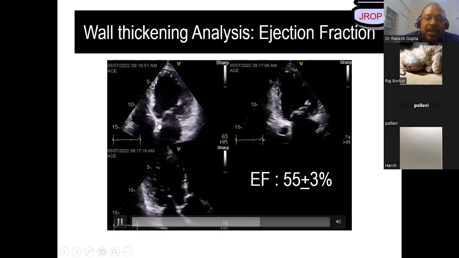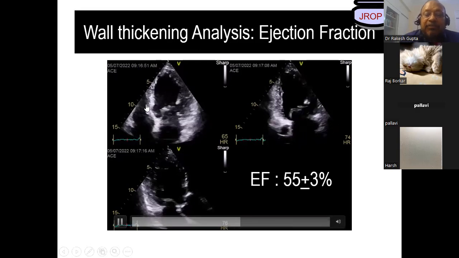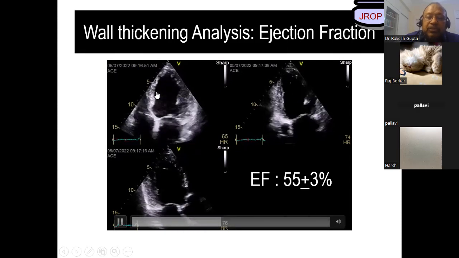MAPSE would be applicable for the medial septum and lateral segments. If you put it on the lateral segments, you'll find it to be normal. If you put it on a medial segment, you'll find it to be abnormal. So MAPSE is just one segment, like one septum. When we talk of ejection fraction, we talk of a global ejection fraction because it consists of septum, lateral, anterior and inferior, and interior septum and posterior wall.